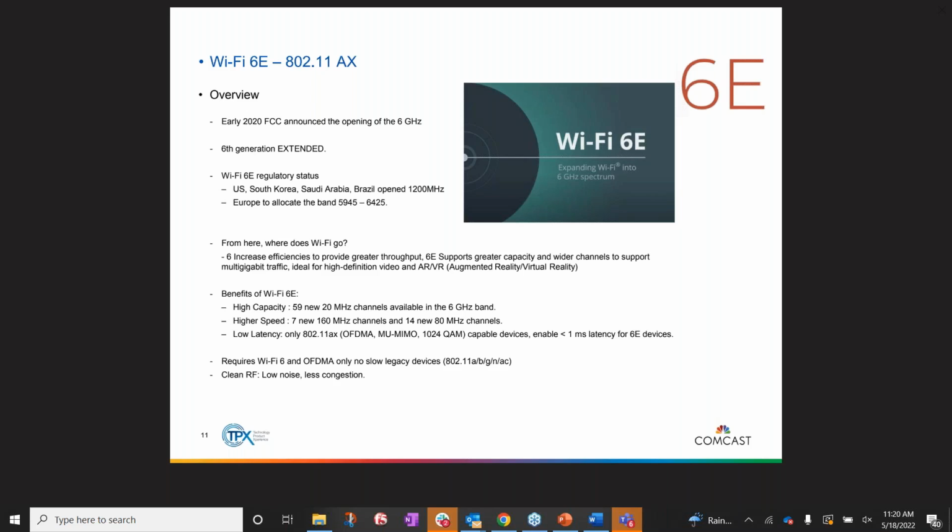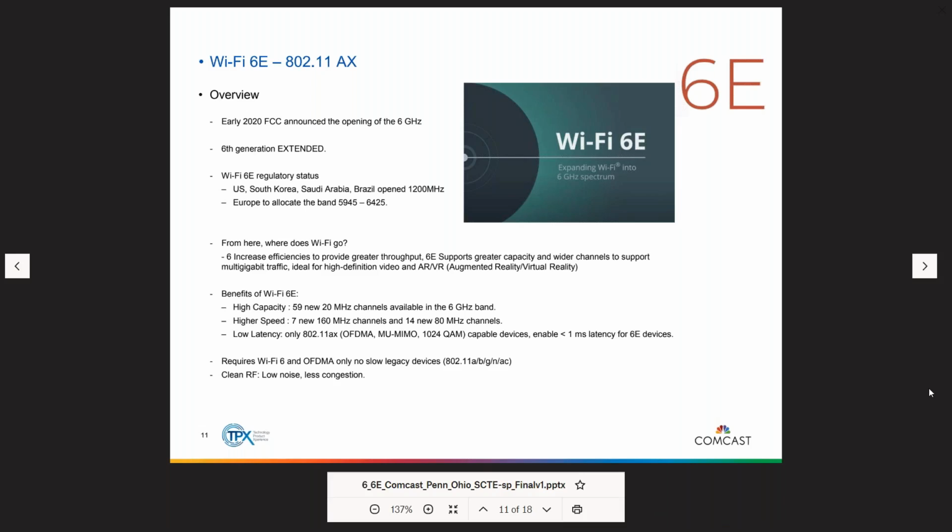If both sides are operating in AX capable mode, yes, we can expect a latency of 1 millisecond, and it requires OFDMA. 6 gigahertz doesn't have any backward compatibility. It operates on its own, like a greenfield mode. And it has clean RF, because it is very new, we will not have much interference from outside when you use 6 gigahertz.